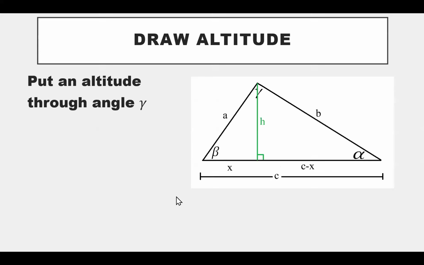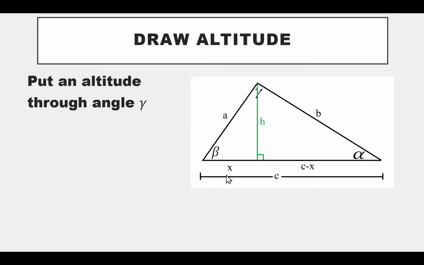The key to solving this and showing that the law of cosines works is to draw an altitude. An altitude is a line segment that goes through one of the corners of the triangle and is perpendicular to the side opposite it. So in this case, I've drawn an altitude at the point at gamma that's perpendicular to side C.